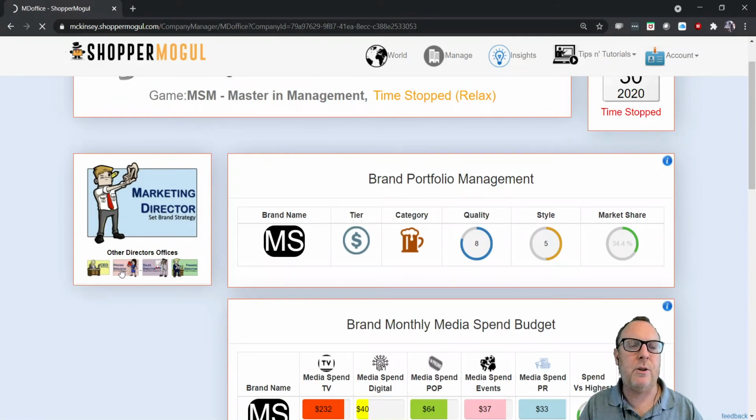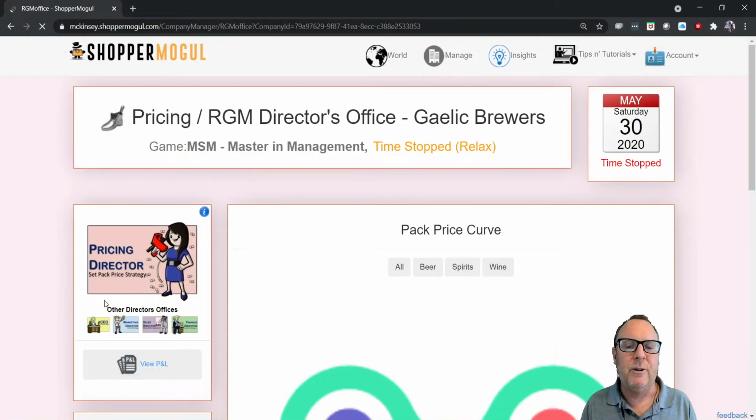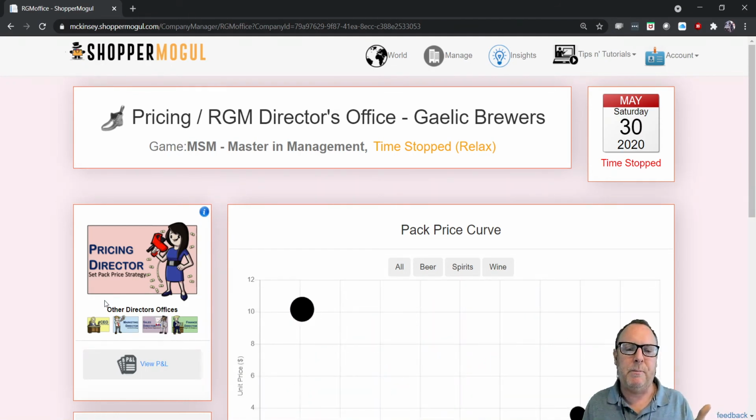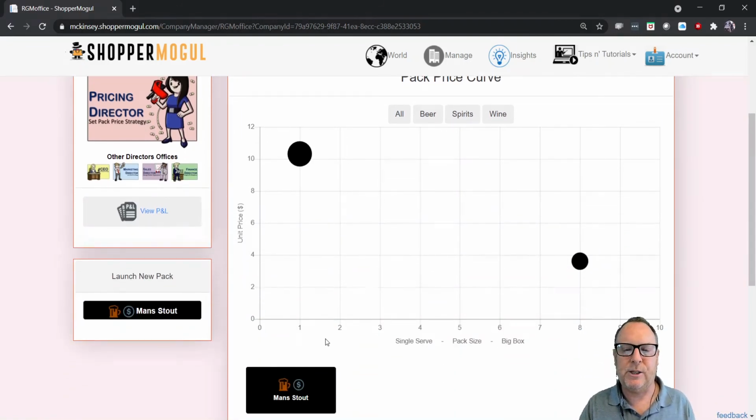So the pricing director, if the marketing director is responsible for brands, the pricing director's job is to manage the packs that the company has in the marketplace. Now, no consumer has ever actually bought a brand. You may think, oh, I bought a BMW. Well, you haven't. Actually, what you bought is a BMW X5. Now, the X5 is the pack. So this is where the pricing director says for each brand, what different pack sizes should exist, and how much are we going to sell them for? What unit price will we charge for each of our different pack sizes?